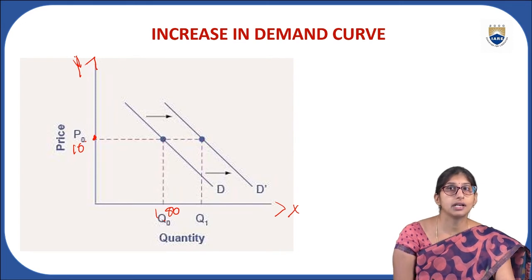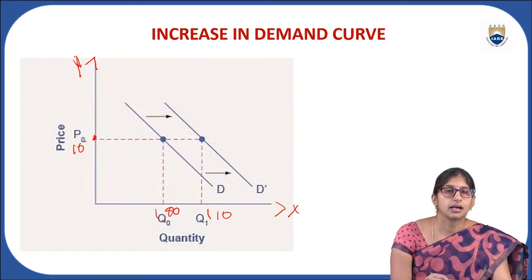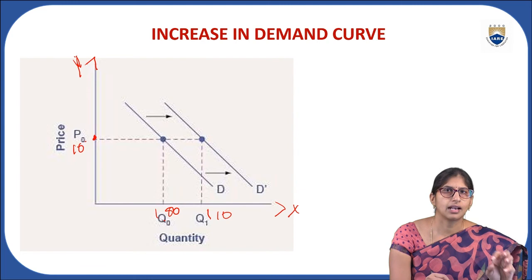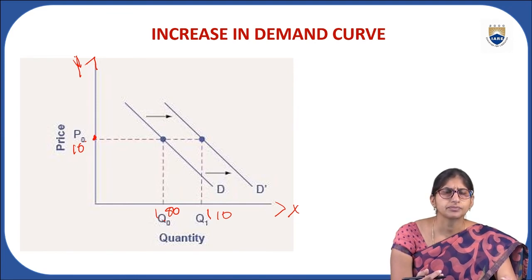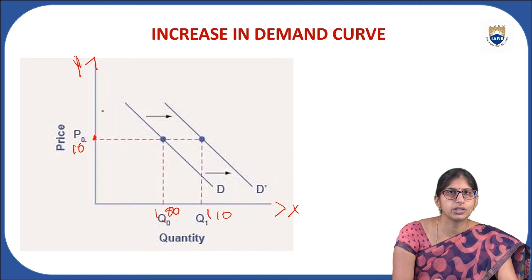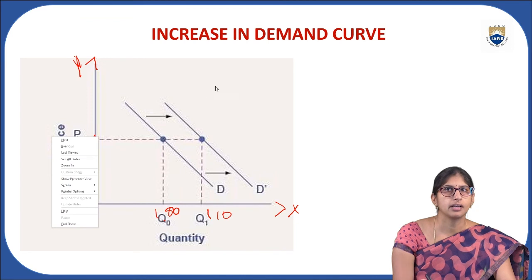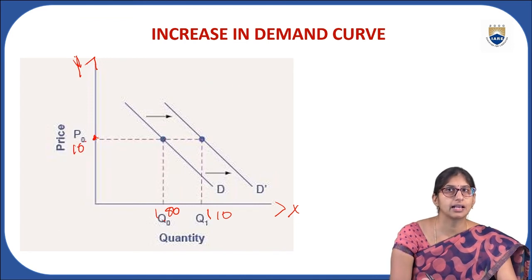But quantity demanded has increased to 110. Why is this happening? Because if there is a change in any other determinant of demand, like in the same example I was telling earlier, torn jeans are a trendy fashion nowadays, right? So because of that, though the price is constant, the quantity demanded is increasing here.